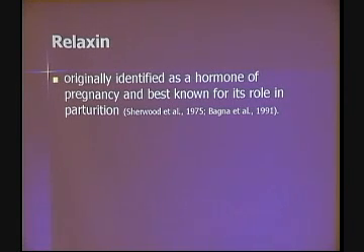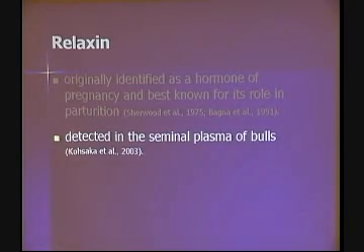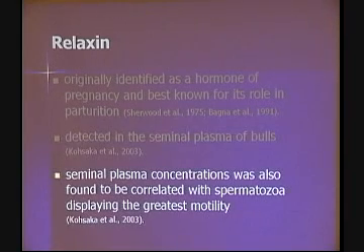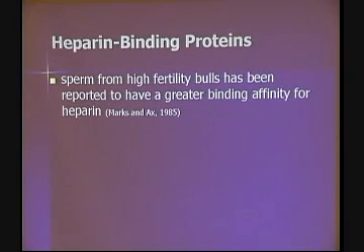Relaxin is typically thought of as a hormone of pregnancy. It causes relaxation and softening of the ligaments for parturition, but it's also been detected in the seminal plasma of bulls. And seminal plasma concentrations of relaxin have been correlated with spermatozoa that have the greatest motility.